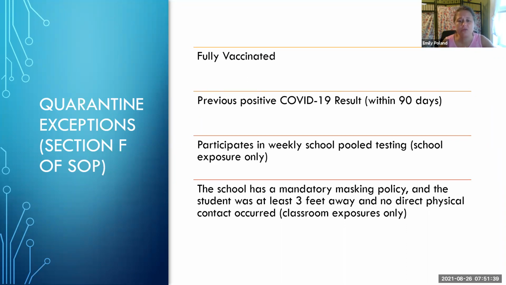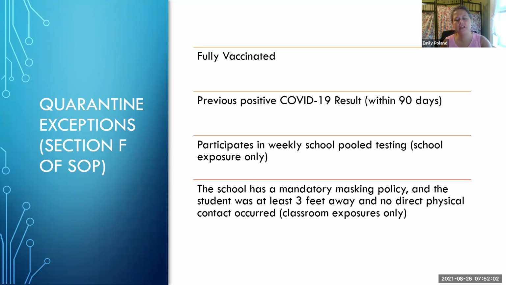No quarantine from school, no quarantine from community, anything. The third one is that you have pooled testing going on in your school. If you don't have pooled testing in your school, then this won't apply to your school at all, so you can ignore it. But if you have pooled testing and it is a school exposure, then there is an exception to quarantine.